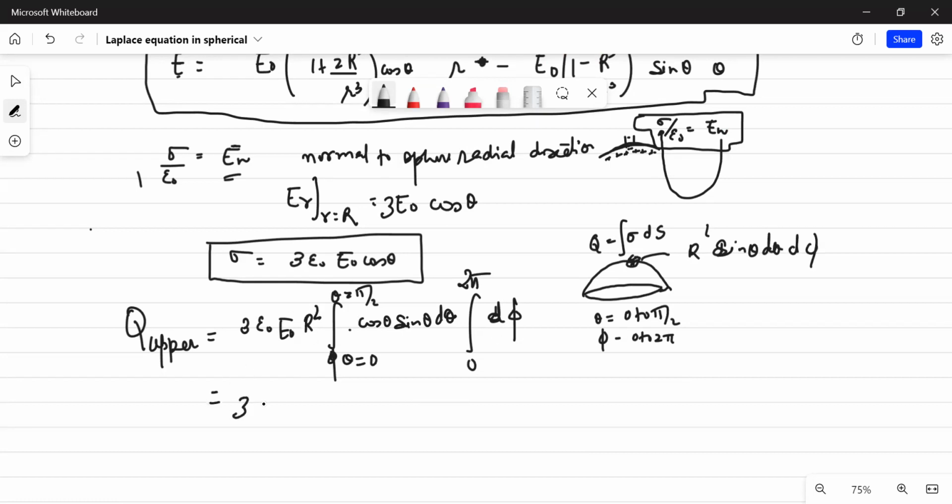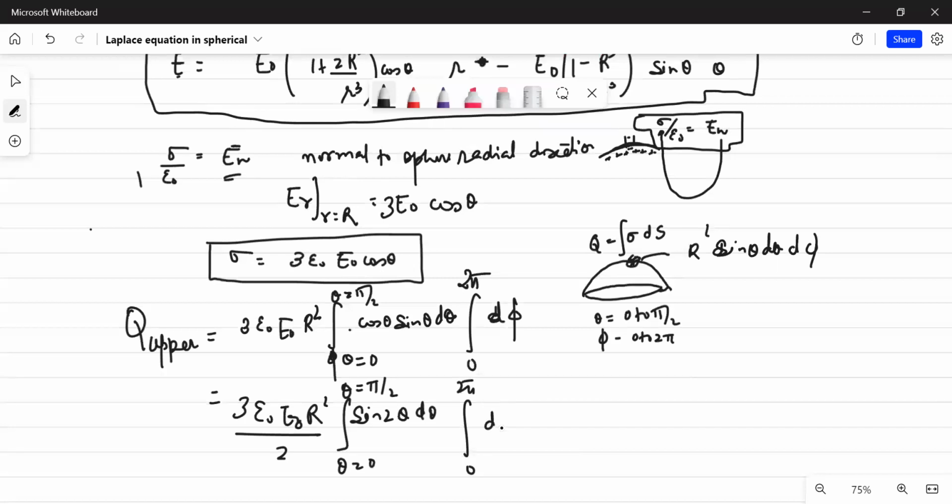So this will be 3 epsilon naught E naught r square, and this is cos theta sine theta. You can write sine theta cos theta as sine 2 theta by 2. So I can write sine 2 theta d theta and divide it by 2, put it outside, theta lying from 0 to pi by 2, and then this integration from 0 to 2 pi, and this is d phi.